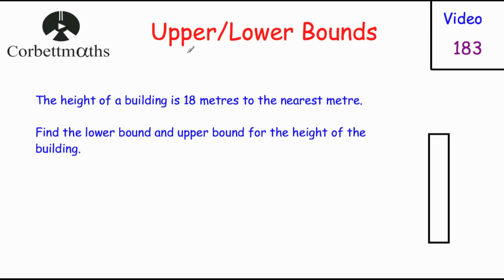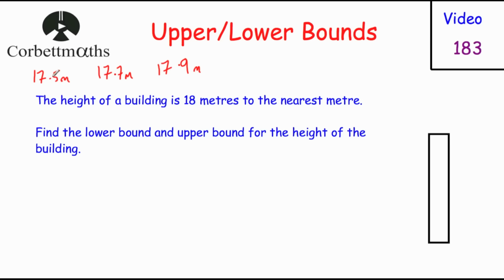So our next topic is upper bounds and lower bounds, and that's video 183 on Corbettmaths. Sometimes we're given a number after it's been rounded. So here we've got the height of a building is 18 metres to the nearest metre. So that means that the building could have been exactly 18 metres, but it could have been actually a bit shorter than 18 metres. It could have been 17.9 metres. It could have been 17.7 metres. It could actually be 17.5 metres. And that's the lowest value that it could be.